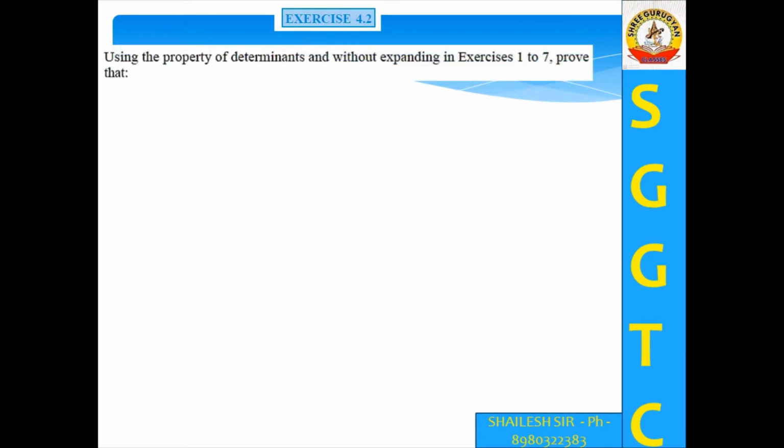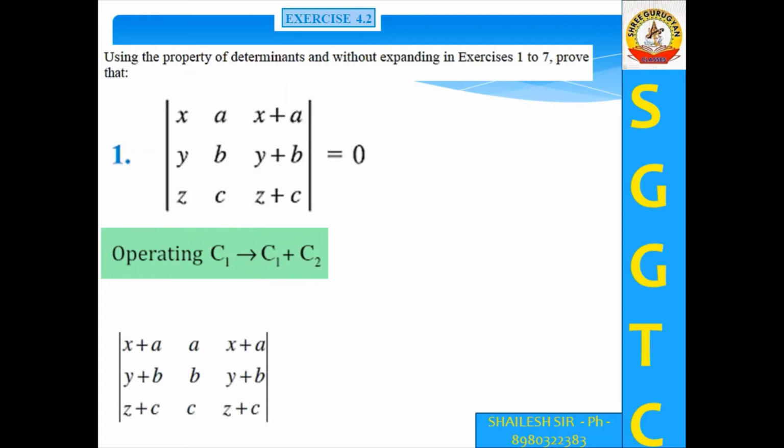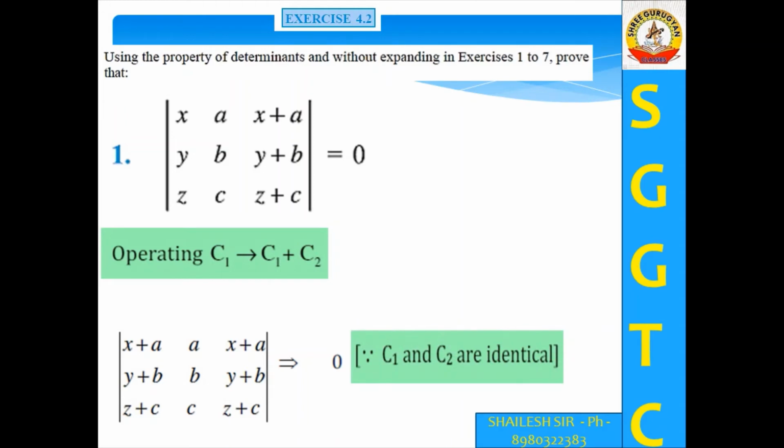Now exercise 4.2. Very easy exercises, students, 4.2. From 1 to 7, prove using properties of determinant without expanding. Yes, students, look at that. Here it is written without expanding. Means you do not operate by the definition first of all. In the ending after representing 0, you apply by the definition. Now, first of all, x plus a, y plus b and z plus c. Look at that. Here you are given one of the plus values. So apply by theorem 5 wise. Either you directly subtract, both are true. I just operate first and second column added.